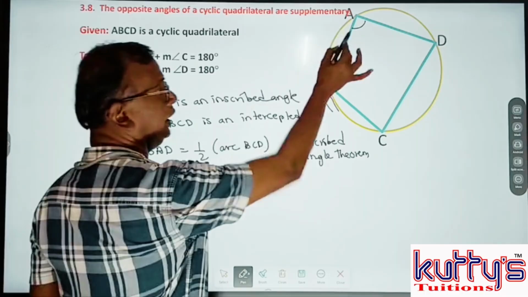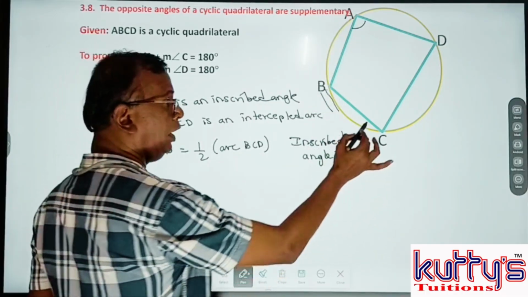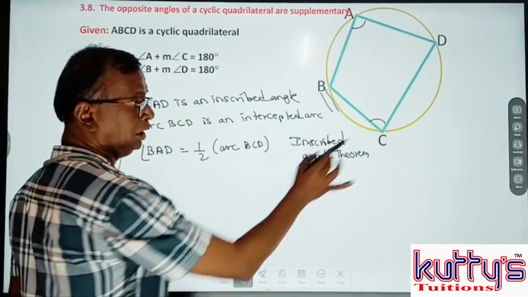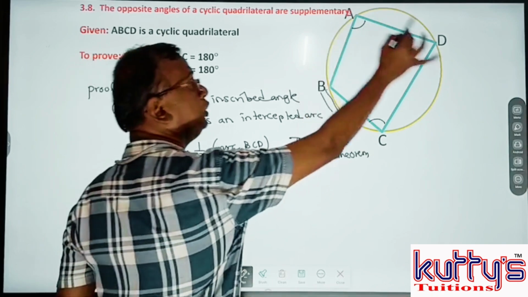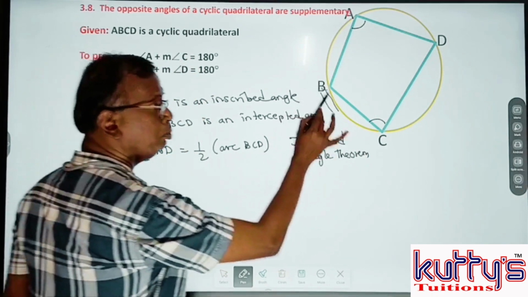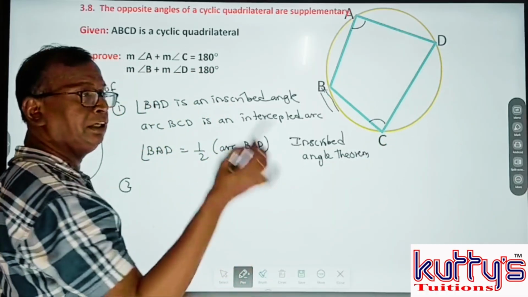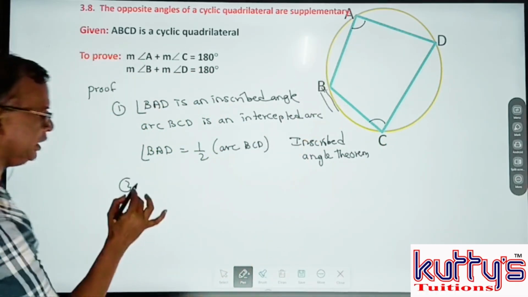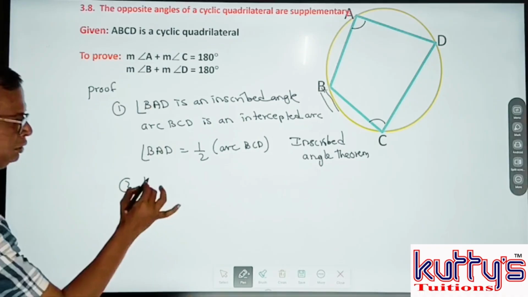I am taking this angle now and this arc. Now I take the opposite one. Now I take this as the opposite angle, the other inscribed angle, and this is the intercepted arc. Okay. Now which is the inscribed angle here? BCD, and which is the intercepted arc? BAD. I am writing this here. We have to reverse it.